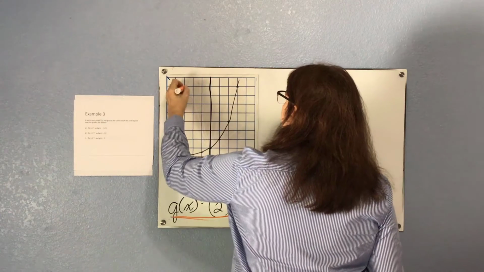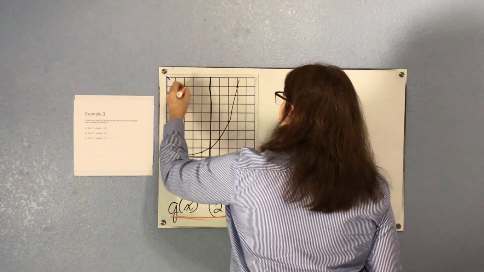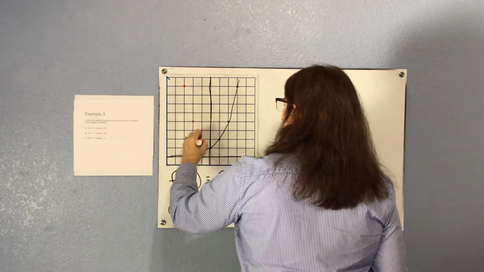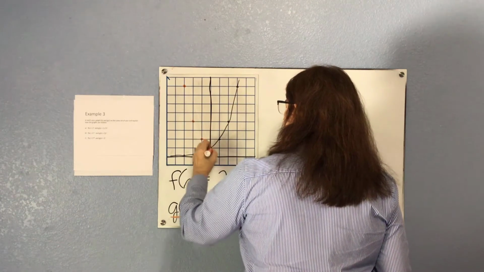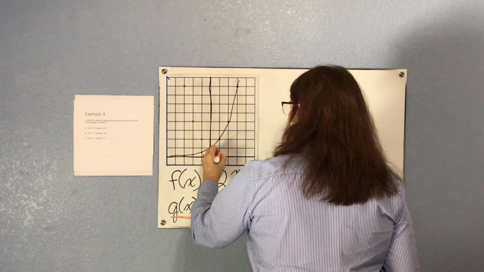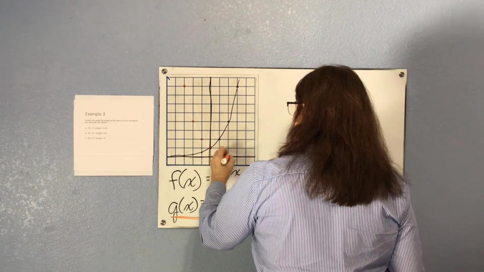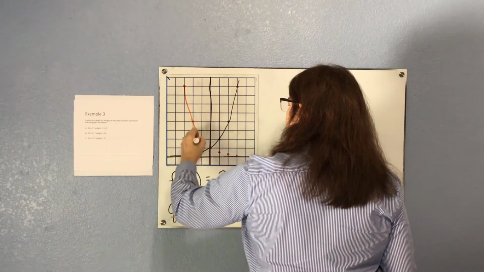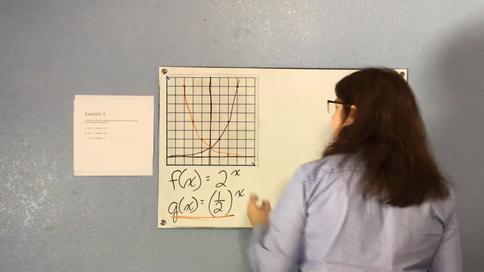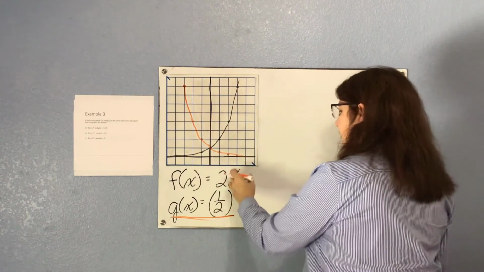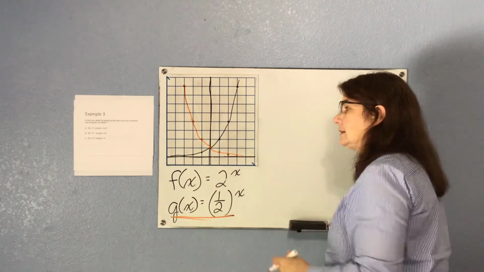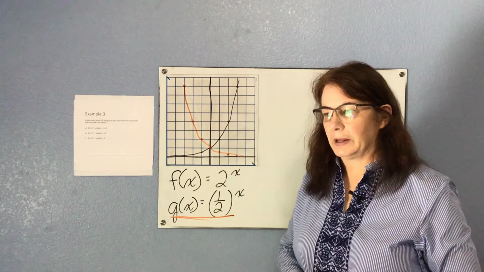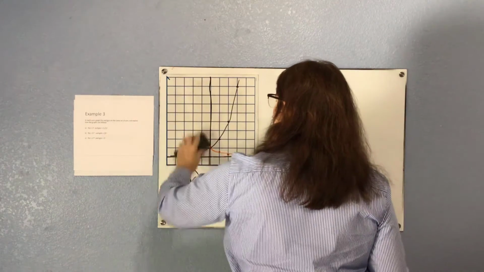And you might remember that that one started at 8, 4, 2, 1, 1/2, 1/4, 1/8. So these two curves with reciprocal bases end up being mirror images of one another. Let's look at some other functions.